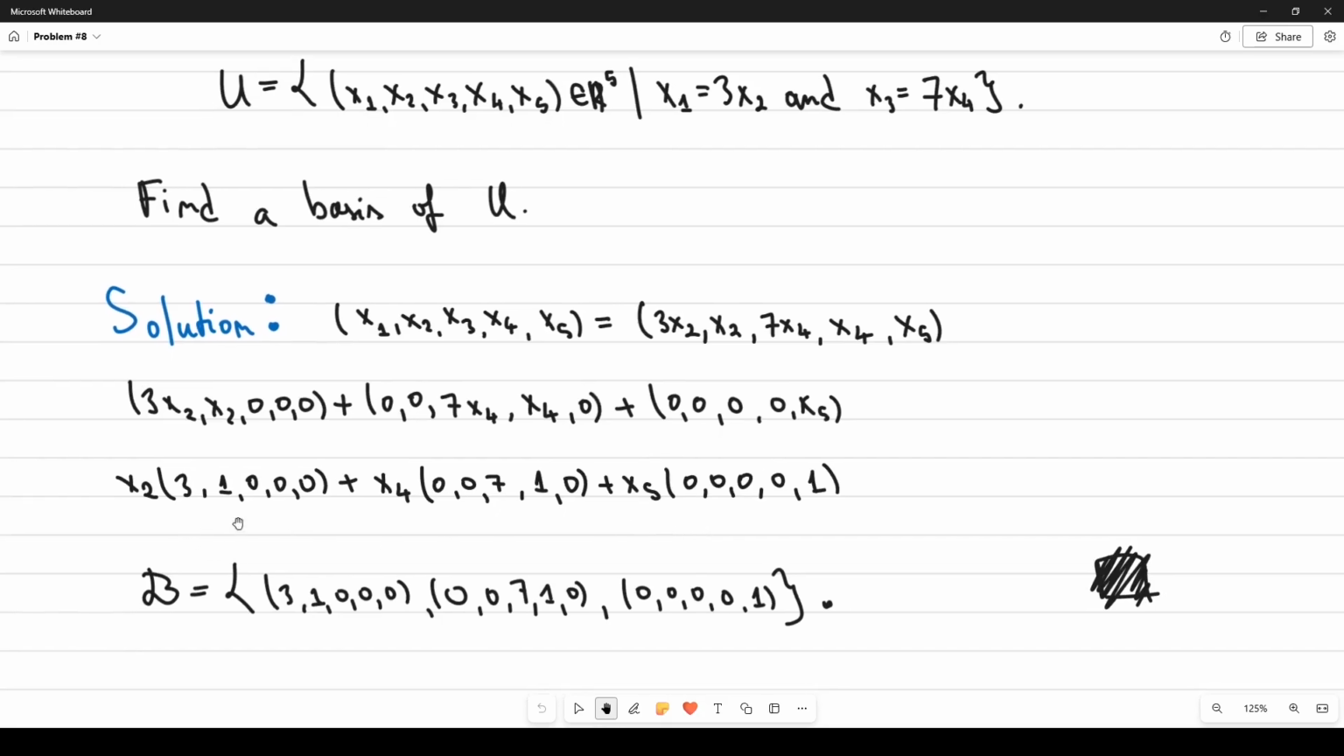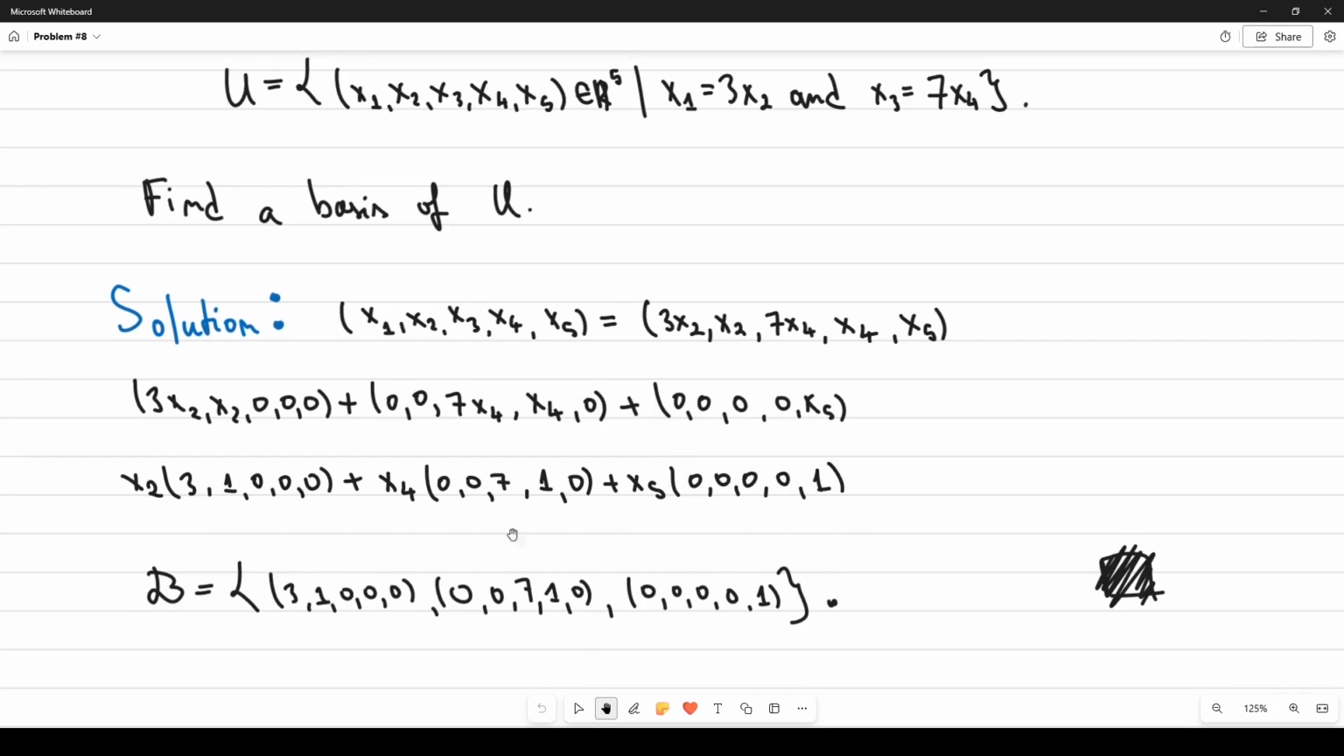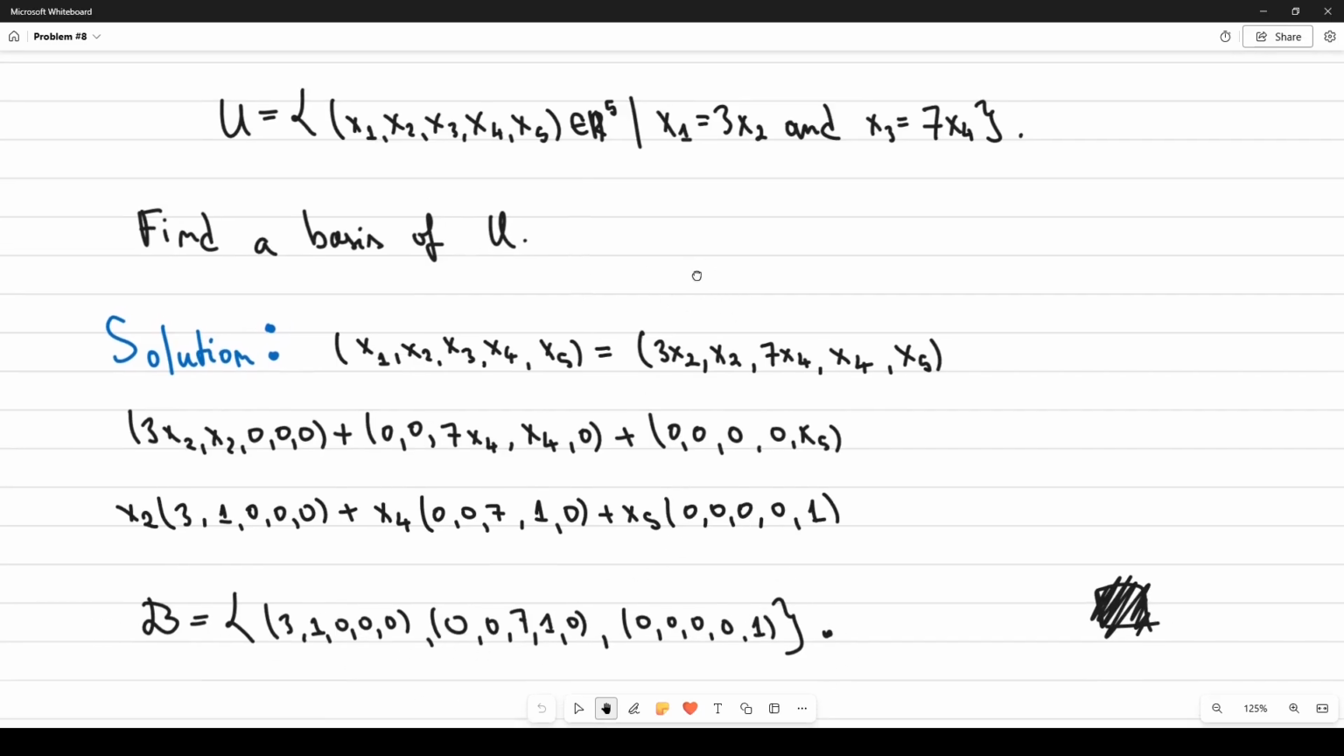And now we see that every element in U can be written as a linear combination of these vectors over here. And these vectors are obviously linearly independent. So these vectors span U and they're linearly independent. So that means that the set of these 3 vectors is a basis of U.